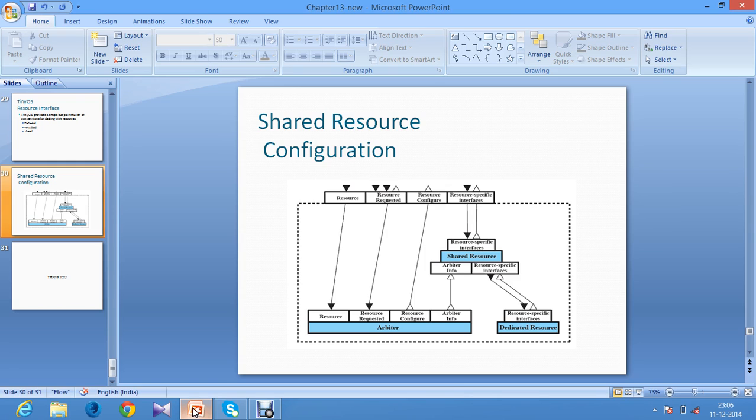This figure shows a simplified view of the shared resource configuration used to provide access to any underlying resources. Associated with each resource to be shared is an arbiter component. The arbiter enforces a policy that enables a client to lock the resource and then release the resource.